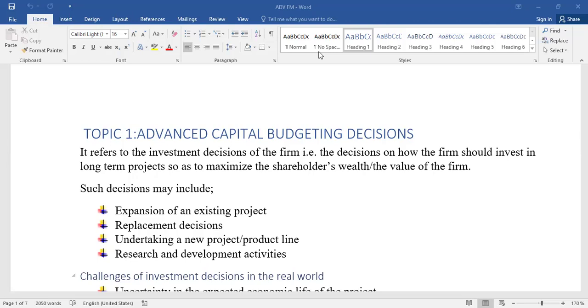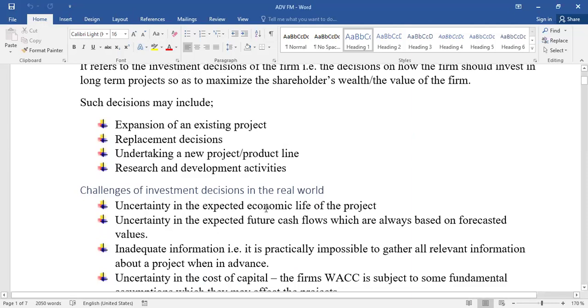the stock value of the firm. Such decisions may include, one, the reasons why organizations do investments. Firms normally invest for the expansion of existing projects, replacement decisions, undertaking a new project or product line, and research and development activities. Through this expansion, there are some challenges we can face. One, uncertainty in the expected economic life of the projects. Uncertainty in the expected future cash flows, which are always based on forecasted values.